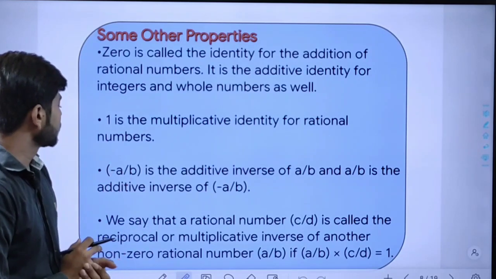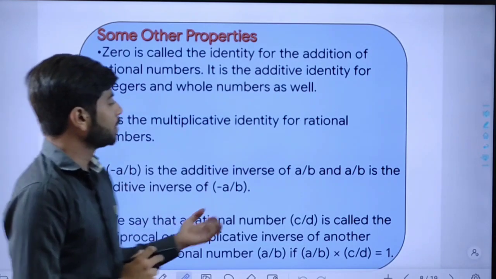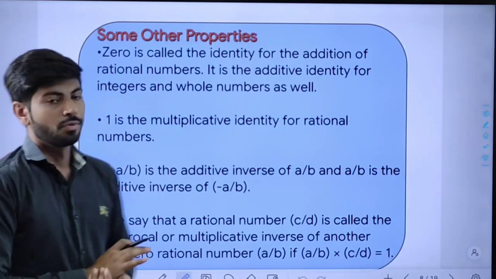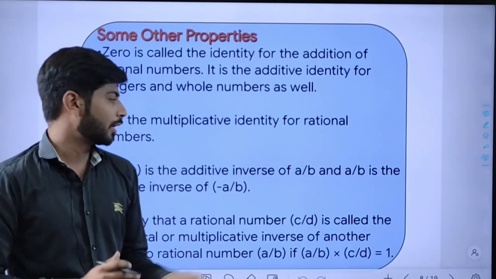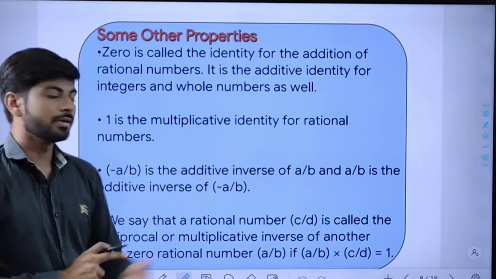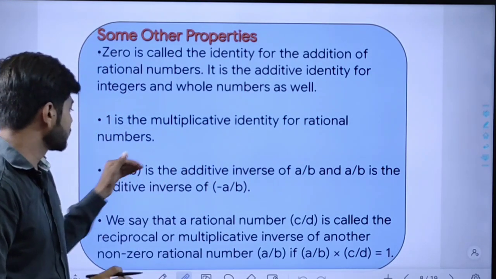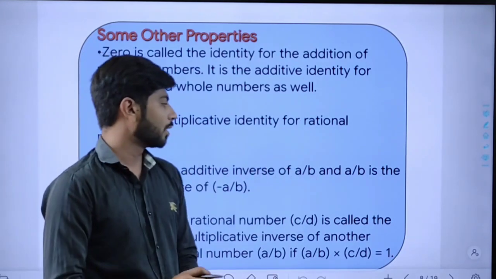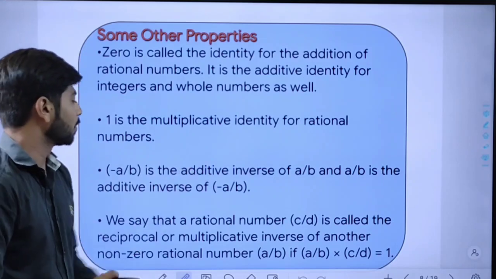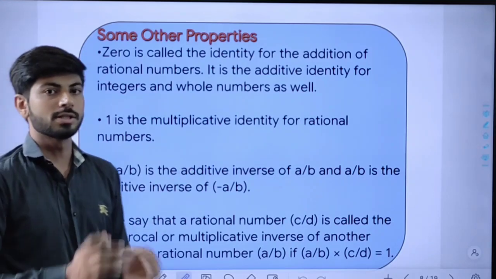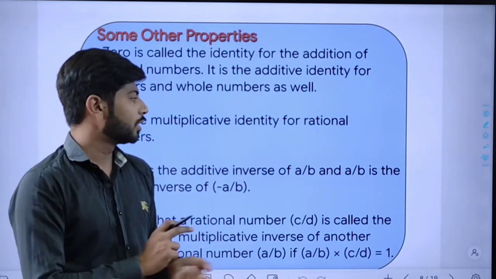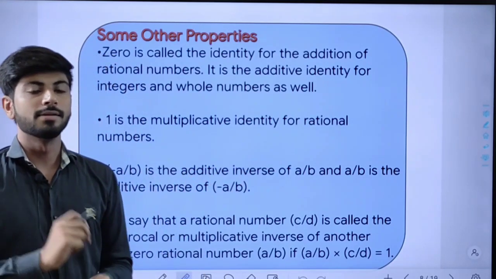Now minus a upon b is the additive inverse of a upon b. What is the additive inverse? We have studied in earlier standard. If we change the sign of the given number, we will get additive inverse. So minus a upon b is the additive inverse of a upon b, and a upon b is the additive inverse of minus a upon b. We have to just change the sign, and additive inverse is that number which, if we add with the given number, we will get the answer 0.